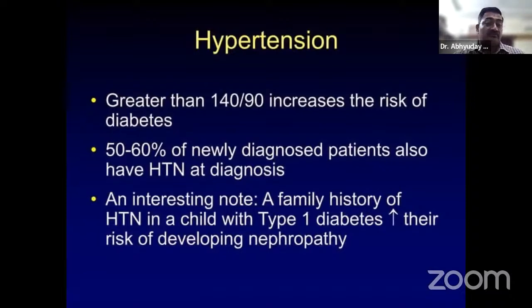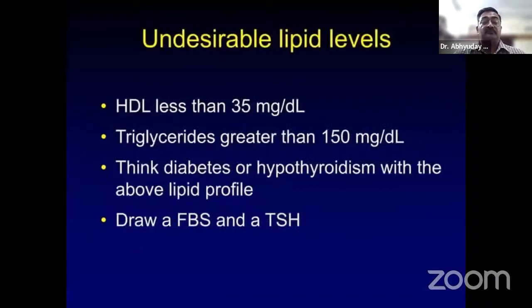Reduce the blood pressure to less than 140/90, because 50 to 60% of newly diagnosed patients with diabetes already have hypertension, and a family history in a child with type 1 diabetes increases the risk of developing nephropathy. The same is true with type 2 also. One parent or two parents with diabetes increases the risk of diabetic nephropathy. Cholesterol levels: try to maintain HDL above 35 in males, 40 in females. Triglycerides, keep it less than 150.